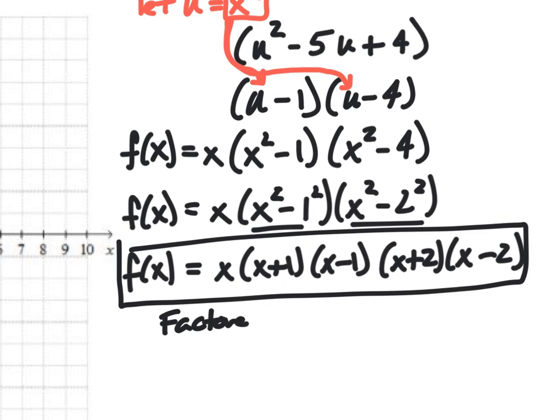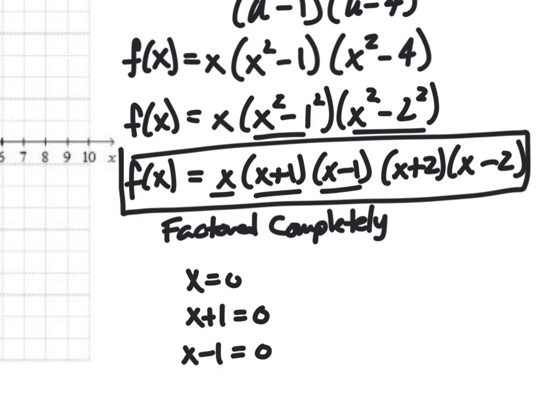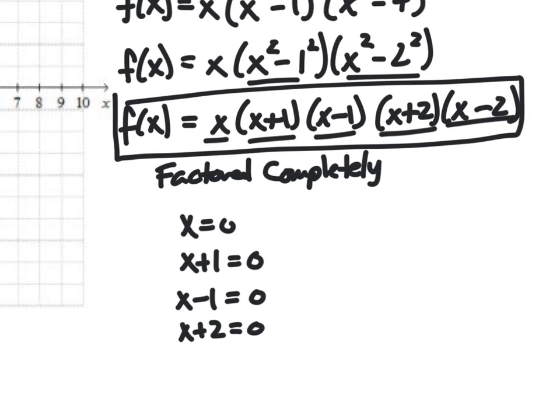So what I want to do at this point is calculate my zeros. Okay, so I'm going to set each of these factors equal to 0. So I've got x equal to 0, set x plus 1 equal to 0, set x minus 1 equal to 0, set x plus 2 equal to 0, and then set x minus 2 equal to 0.